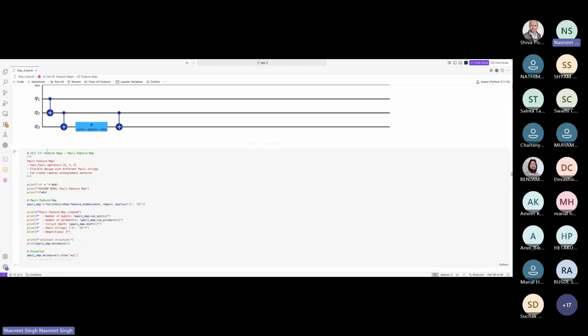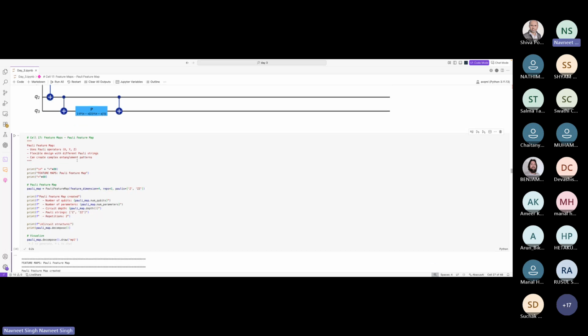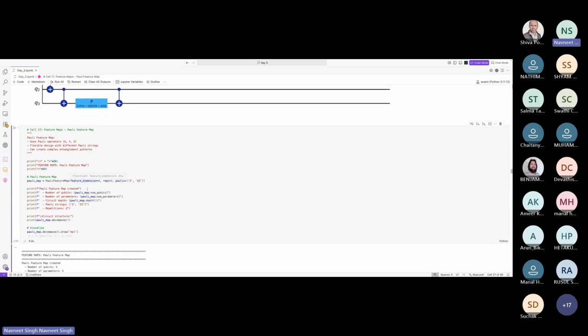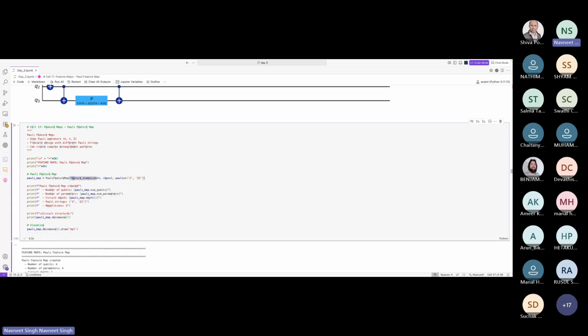Another feature mapping is the Pauli feature map. Previously, we saw the ZZ interaction. Here, we will use the Pauli operators to map the data. Again, we have 4 dimensions because our data contains 4 components. Here we are defining our Paulis as Z and ZZ.